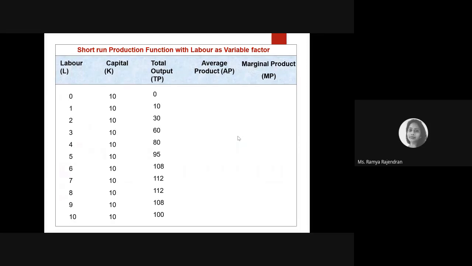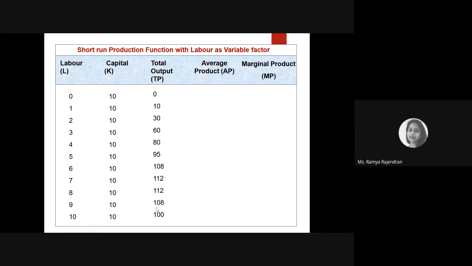So in this table, we can see labor increasing from 0 to 10. Capital remains constant, it's K, and total output is increasing. If I'm employing one employee, I'm producing an output of 10 products. As my labor increases, when I employ 10 people, I was able to make 100 products, right? The number of products you manufacture is called the total output.